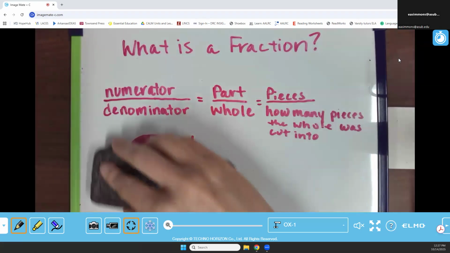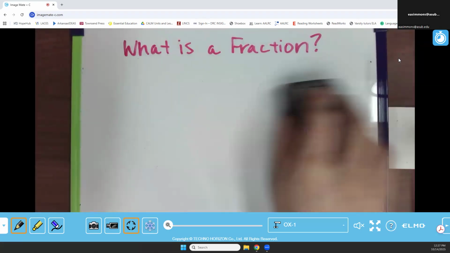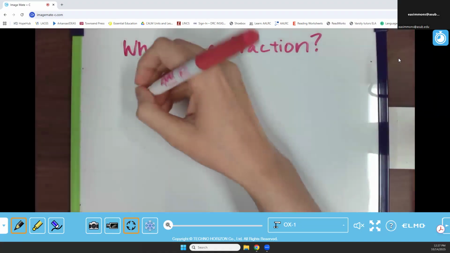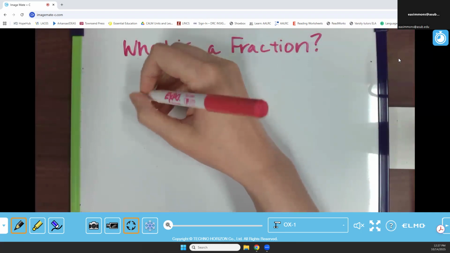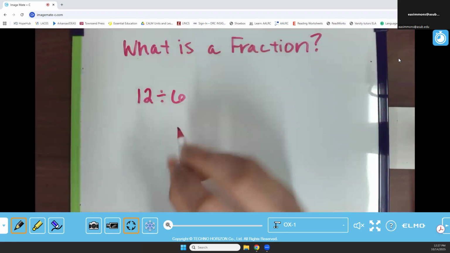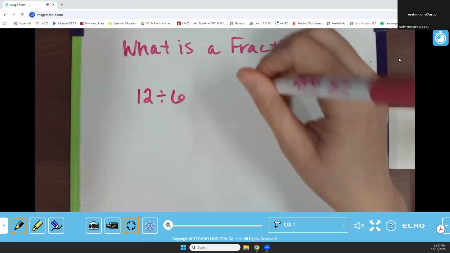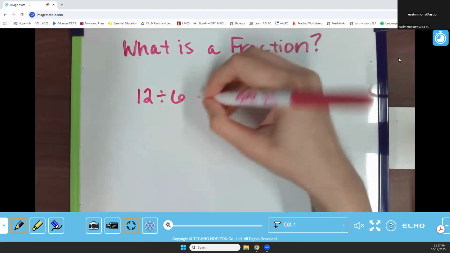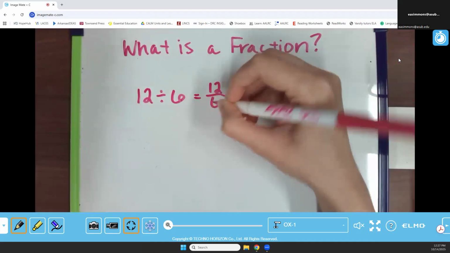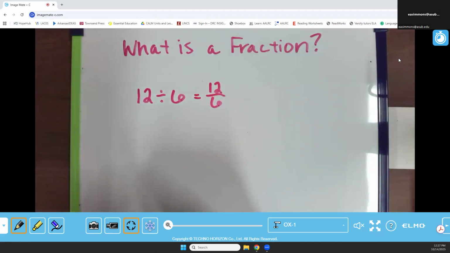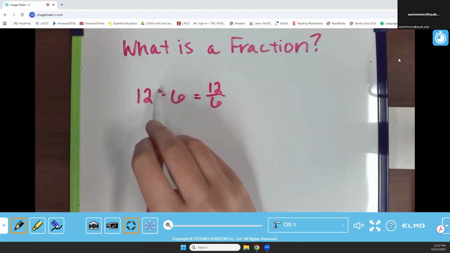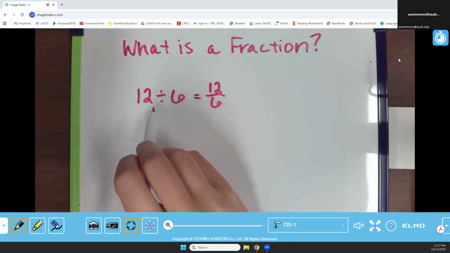We can also think about fractions as a way of showing division. Usually when we think about division, we might have a division problem like 12 divided by 6. With a fraction, we could show this same 12 divided by 6 as 12 over 6. And when we look at our division sign, we can kind of tell that it looks a little like a fraction with 1 dot in the numerator and another dot in the denominator.